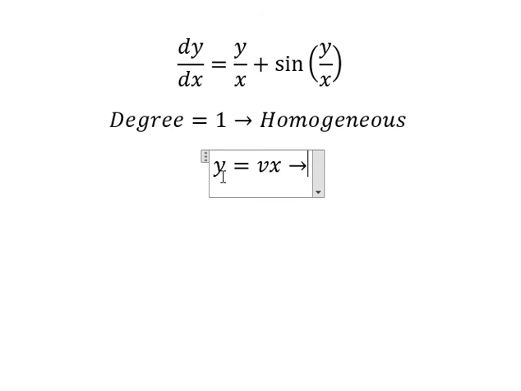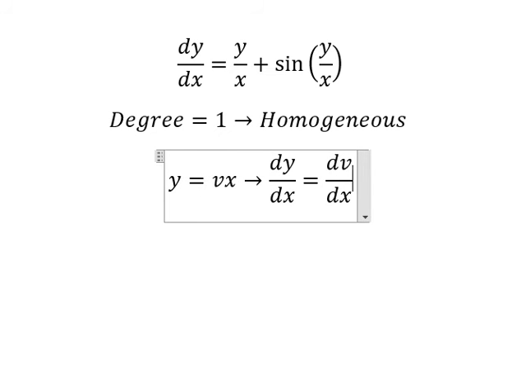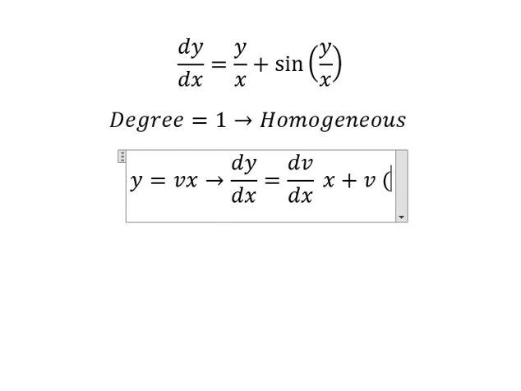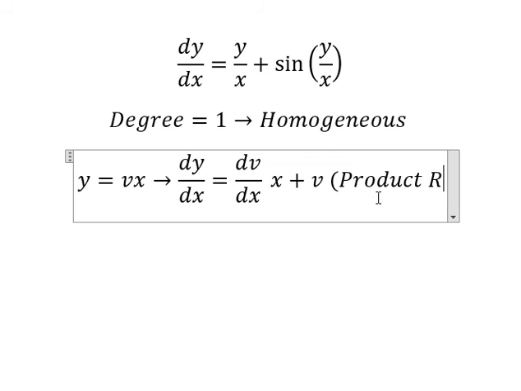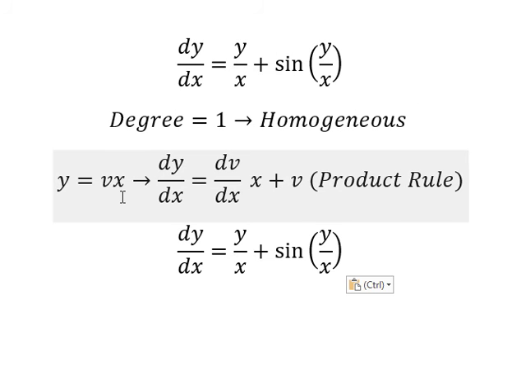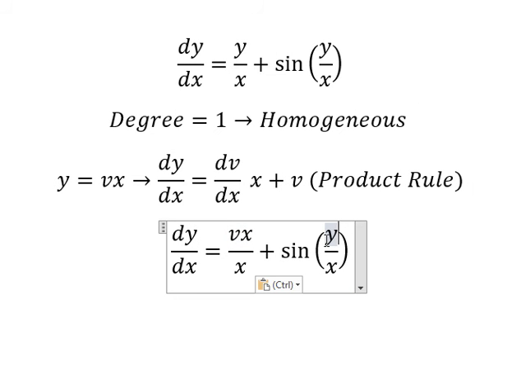Later, we need to first take the derivative of both sides, and we have dy over dx. This one we have dv over dx multiplied by x. This one we have number 1, so you have v. And the next one is about the product rule of the derivative. So I will put this one going here and here.